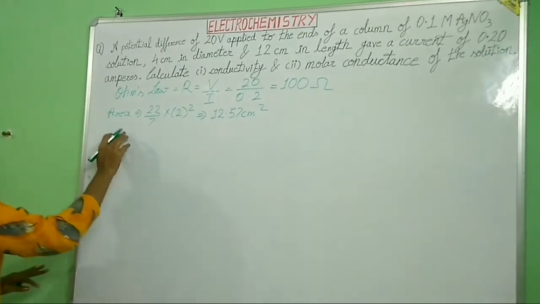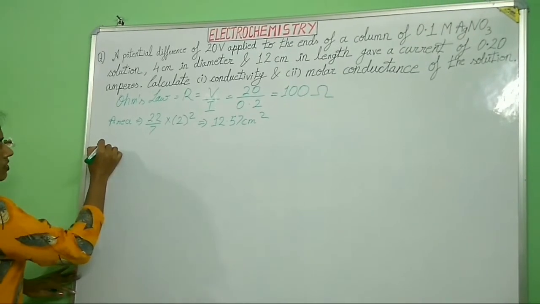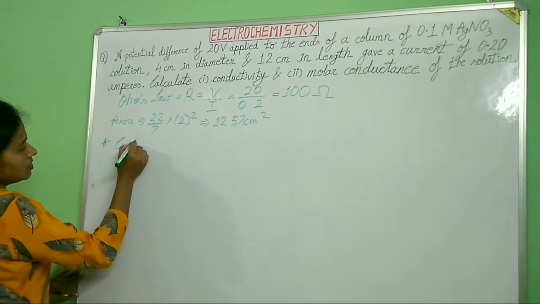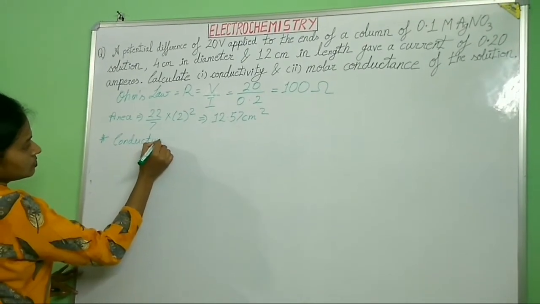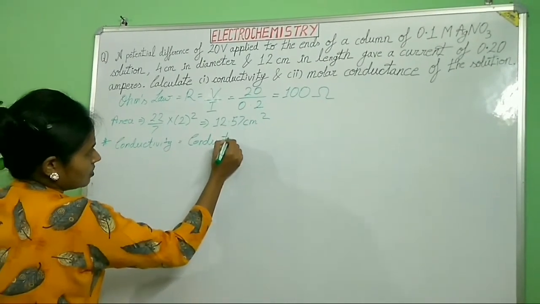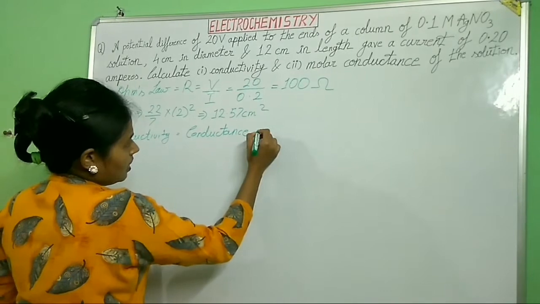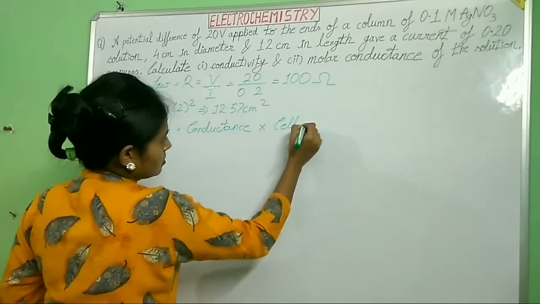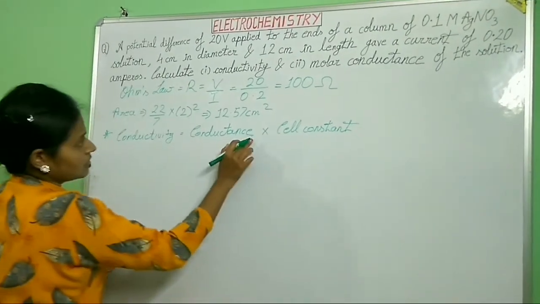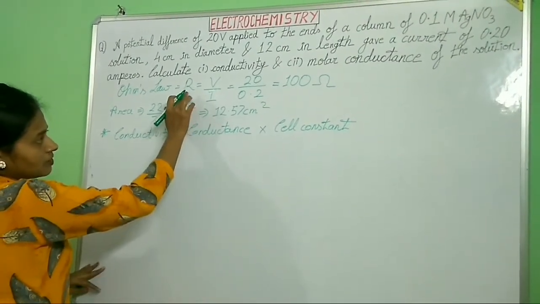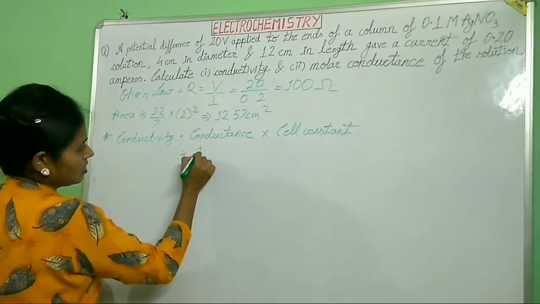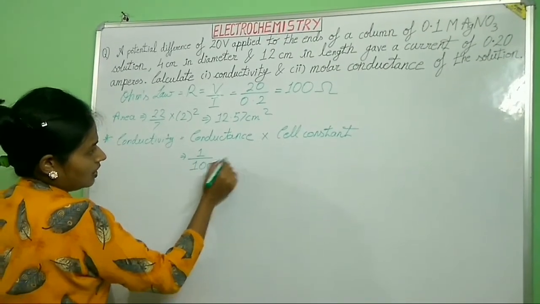Okay. Now, as we all know, if we want to find out the conductivity, conductivity is equal to conductance into cell constant. This formula we all know. And what is conductance? Conductance is the reciprocal of resistance. So what will be the value of conductance here? 1 by 100, right? And what is cell constant?